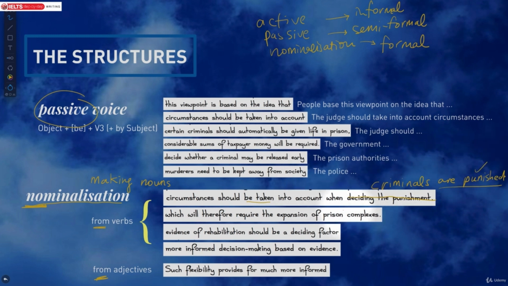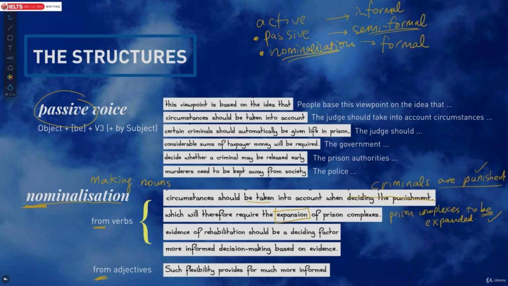Okay. Let's have a look at this word. This word comes from the model answer: require the expansion of prison complexes. Let's use the semi-formal, the passive voice. So I can say, will therefore require prison complexes to be, there's the passive voice, expanded. Okay, so semi-formal, it's acceptable, and it's good to have a mixture of passive and nominalization.